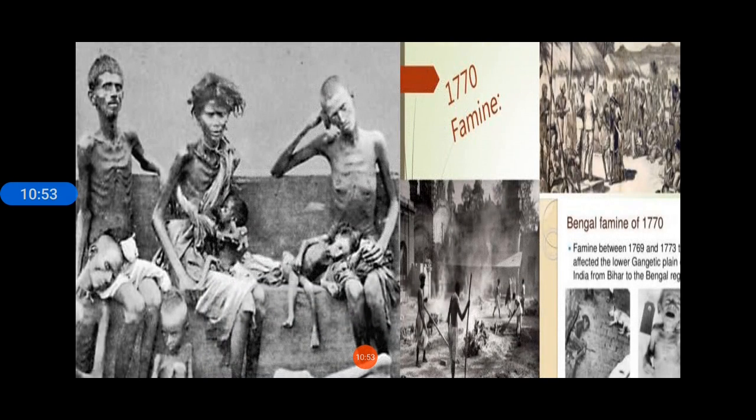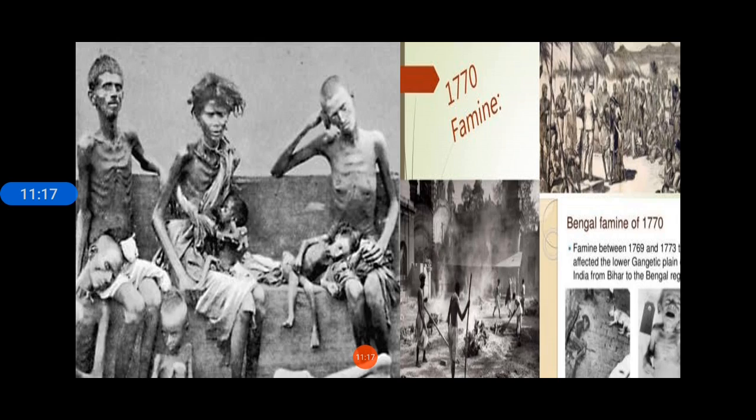Here you can see the condition. The Bengal famine was a terrible famine that took place in the year 1770 in Bengal, in which one third of the population of Bengal perished, wiped out. That is why agriculture was left abandoned by many farmers in many parts of Bengal.